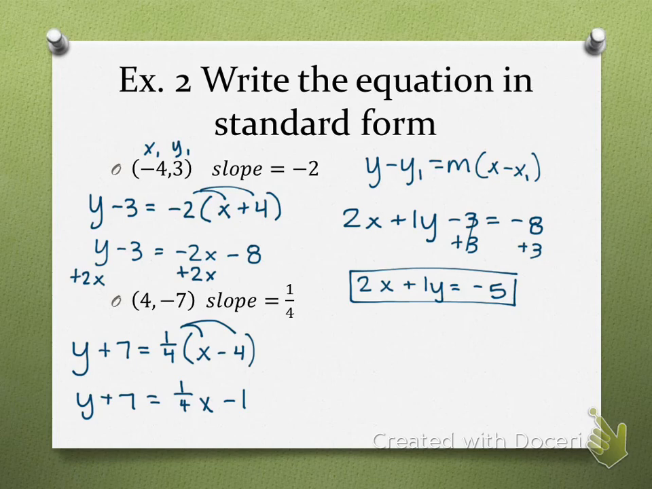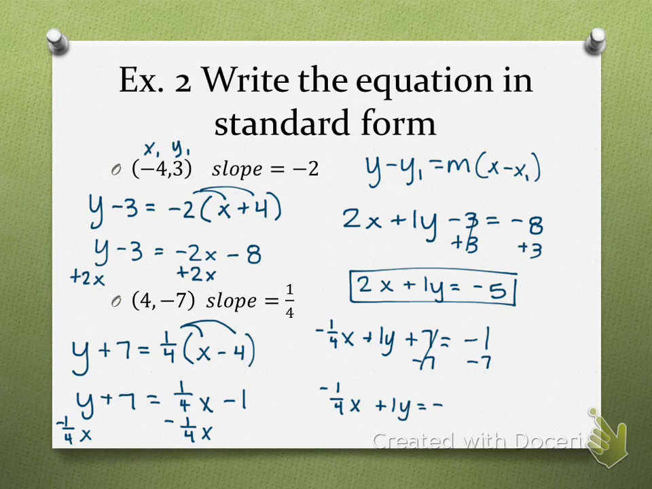So now combine like terms. What am I going to do? Move the 1/4 x to the other side. Okay, we can move the 1/4 x to the other side, so negative 1/4 x. And I have negative 1/4 x plus 1y plus 7 equals negative 1. Then what would I do? Subtract 7. Negative 1/4 x plus 1y equals negative 8.